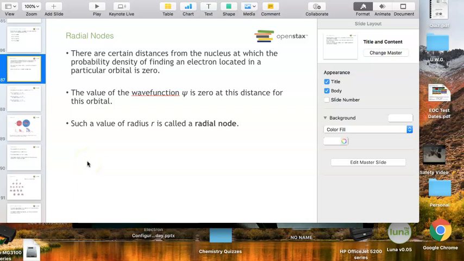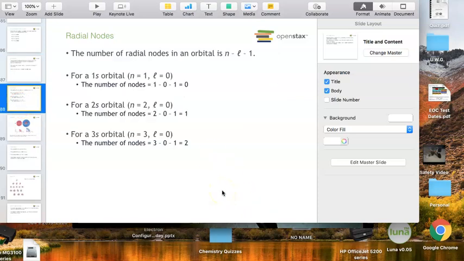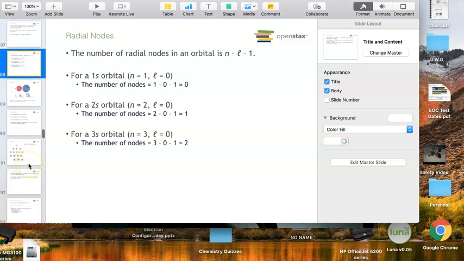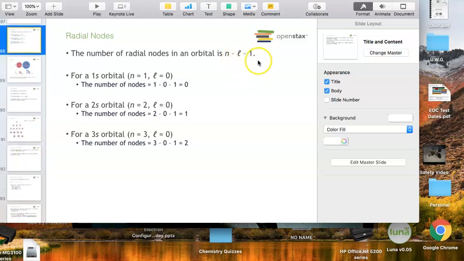With radial nodes, we talked about this when we talked about standing waves. There are certain distances away from the nucleus at which the probability density of finding an electron located in a particular orbital is 0. The value of the wave function psi is 0 at this distance for this orbital. Such a value of radius r is called a radial node. So at a radial node, you have 0 chance of finding an electron.